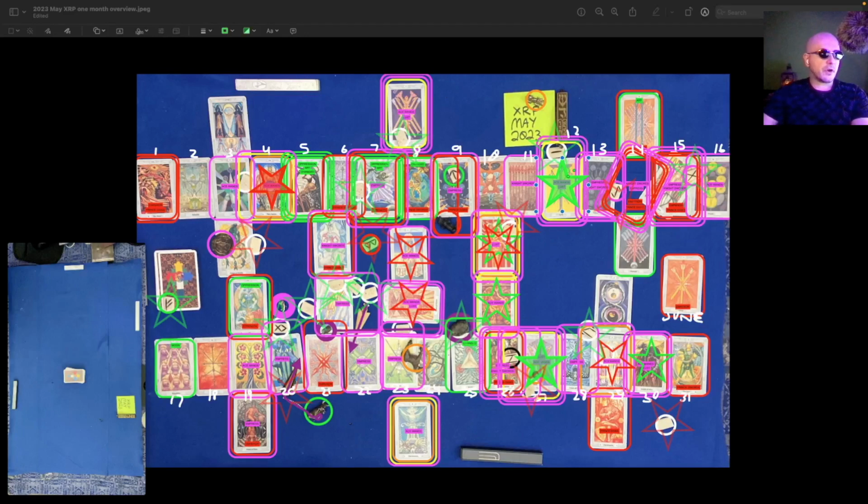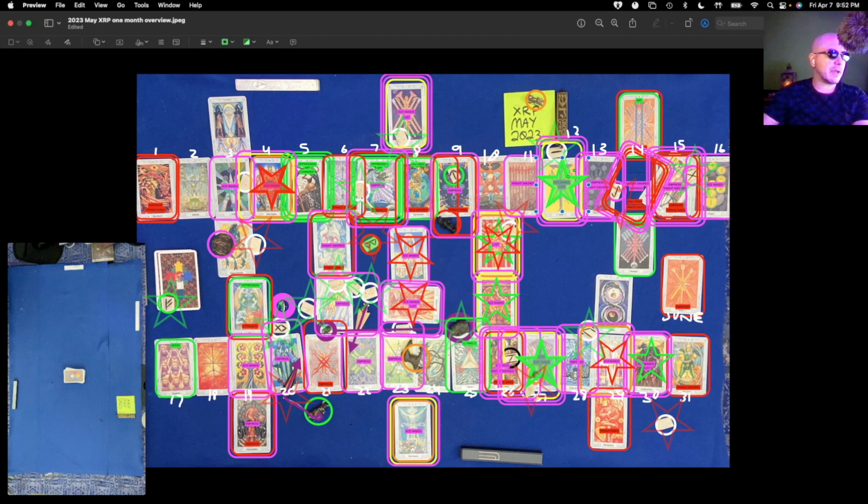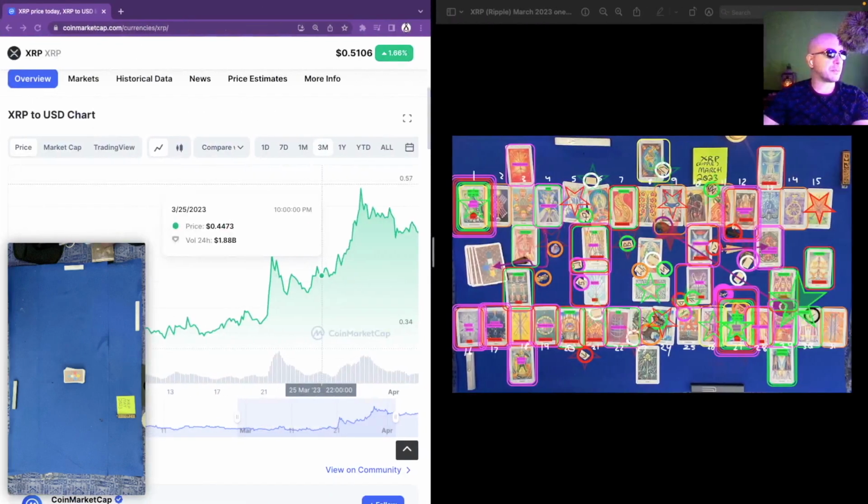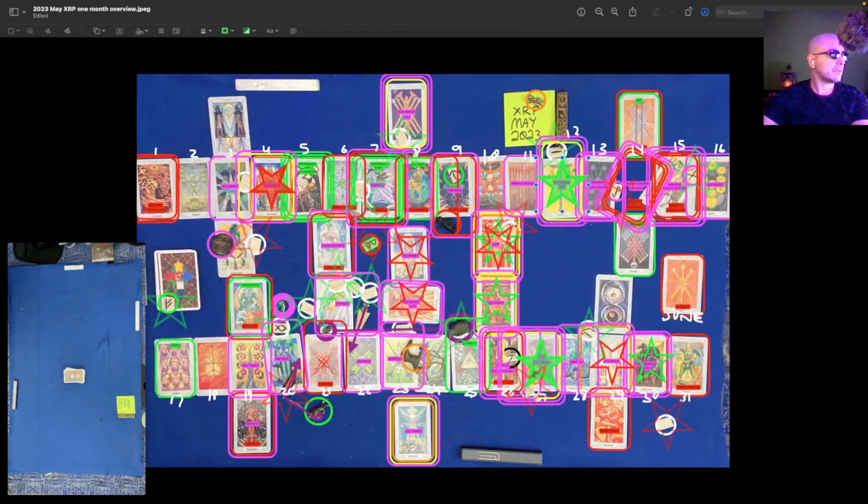This is the XRP 1 month overview reading for the month of May 2023. It's currently April 7th, 2023, 9:52 p.m. Eastern Time. XRP at the time of this reading is 0.5106. That's just over 51 cents per share USD.